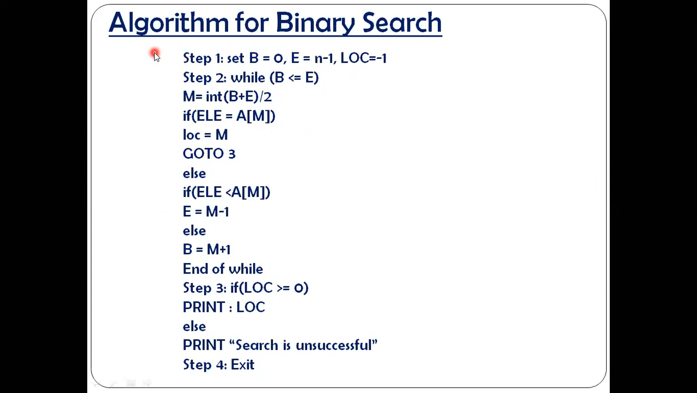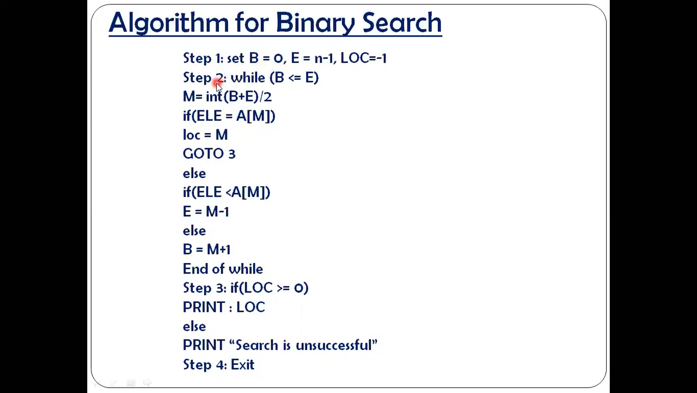Now step 1, set b equal to 0, e equal to n minus 1, and location equal to minus 1. Here we are just initializing values. B means begin is equal to 0, e stands for end is equal to n minus 1. Say for example n is equal to 5. 5 minus 1 is 4. 4 is assigned to which variable?